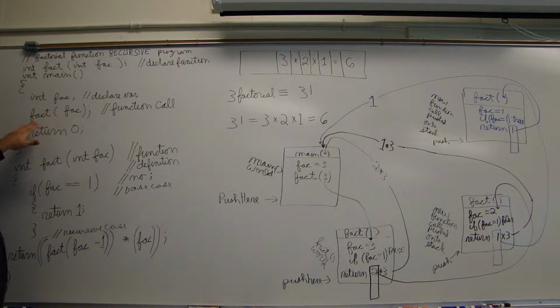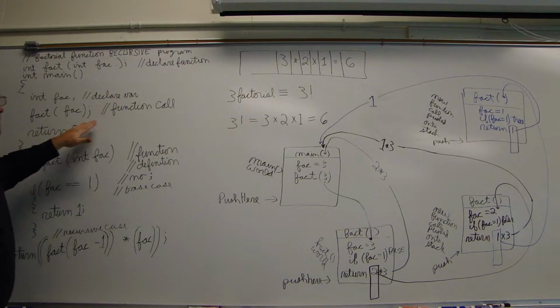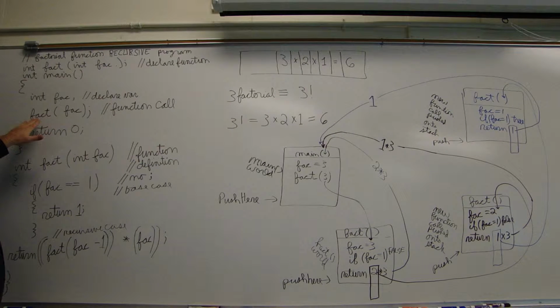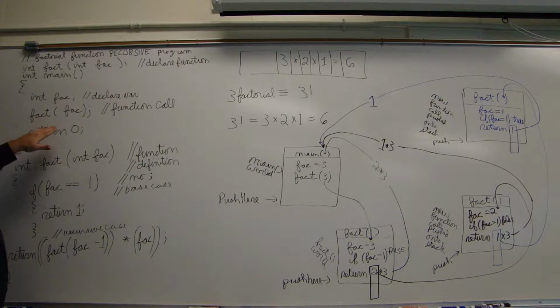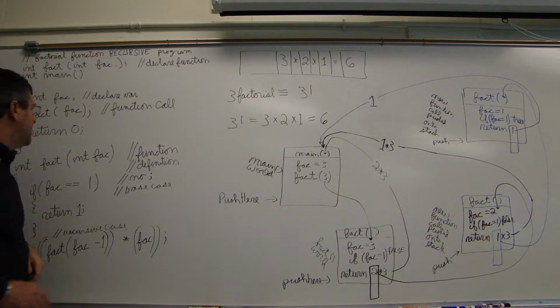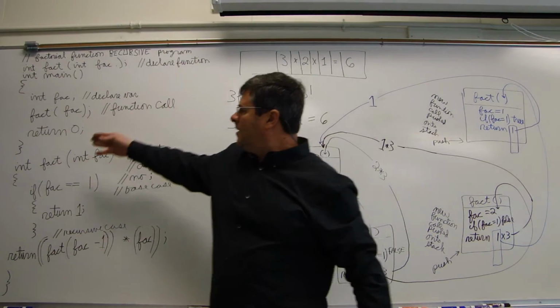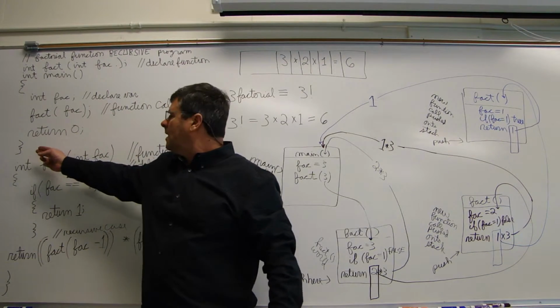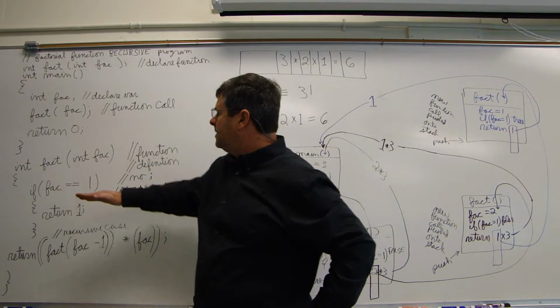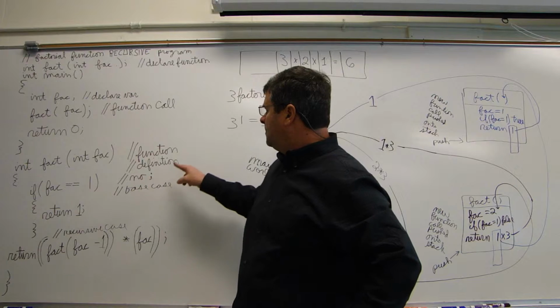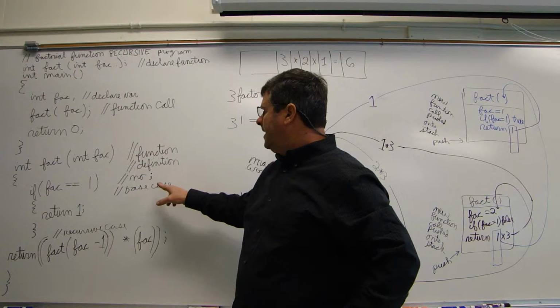It's of int type. Now I have a function call, and notice that this function call is the same form as this declaration of a function. It's called fact. It has an argument called fac. Return 0 essentially ends the main. Now we exit the main world through this closing brace, and then we enter into our function definition.